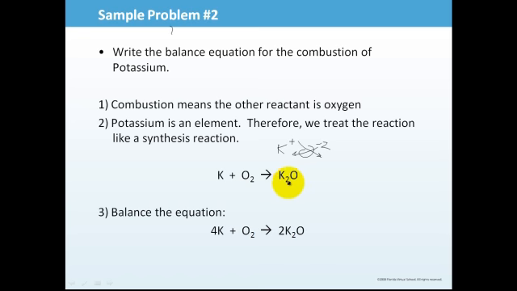So now we have to balance. Let's start with the oxygens. We have 2 O's on the left. We only have 1 on the right. So we need to put a 2 over here in front of K2O. Now, because we put a 2 here, that of course will change the K. So 2 times 2 gives us 4 Ks. So we'd have to put a 4 on the left side. And that's where we get this balanced equation of 4K plus O2 yields 2K2O.